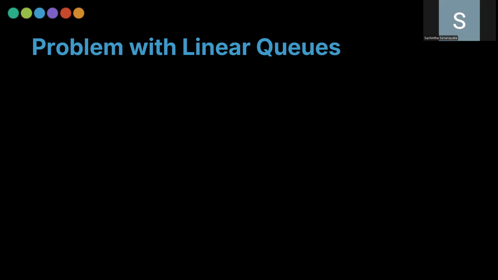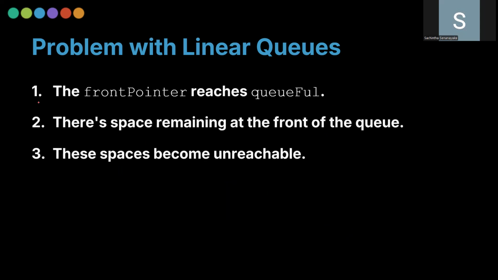So in three simple phrases, when the front pointer reaches queue full and there is space remaining at the front of the queue, these spaces become unreachable. And that's what linear queues suffer from.